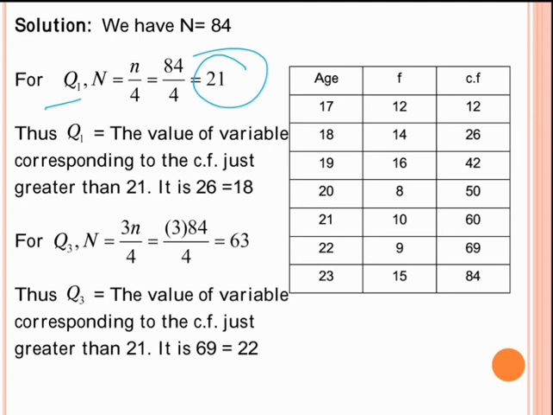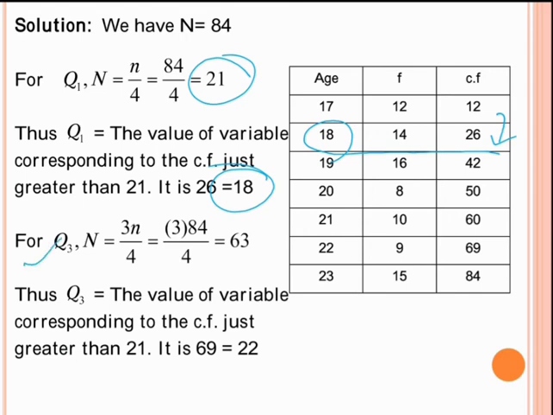21. Now Q1 will be what? The value of variable just greater than 21. So the value of variable greater than 21 is what here? 26. So the corresponding Xi, that is 18, will be the value of Q1, right?